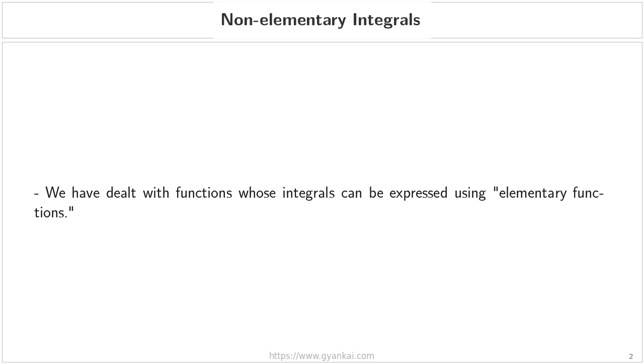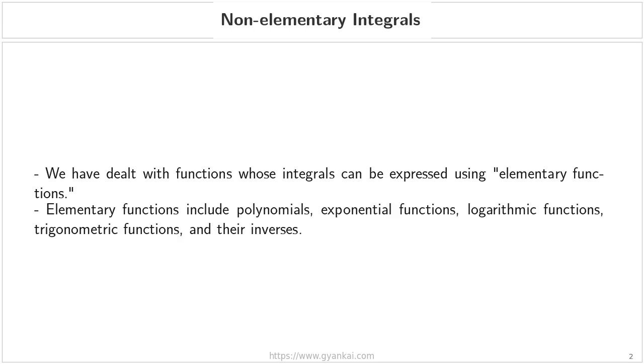Non-elementary integrals. We've primarily been working with functions whose integrals can be expressed using what we call elementary functions. Now, what are elementary functions? These are the building blocks of a lot of math, things like polynomials. For example, x plus 2 or x squared minus 3x plus 1, exponential functions like e to the power of x, logarithmic functions like the natural log of x, trigonometric functions like sine, cosine, and tangent, and even their inverses like arcsine or arctangent.